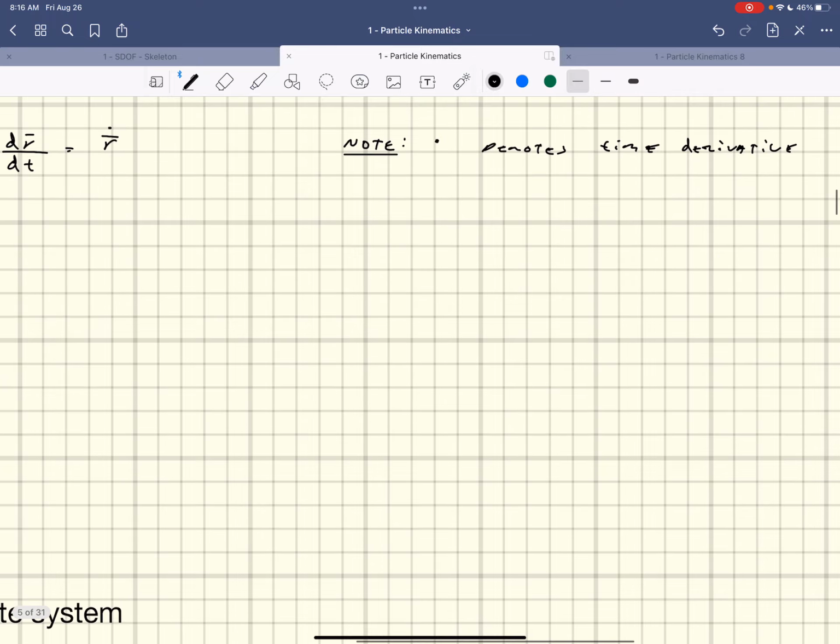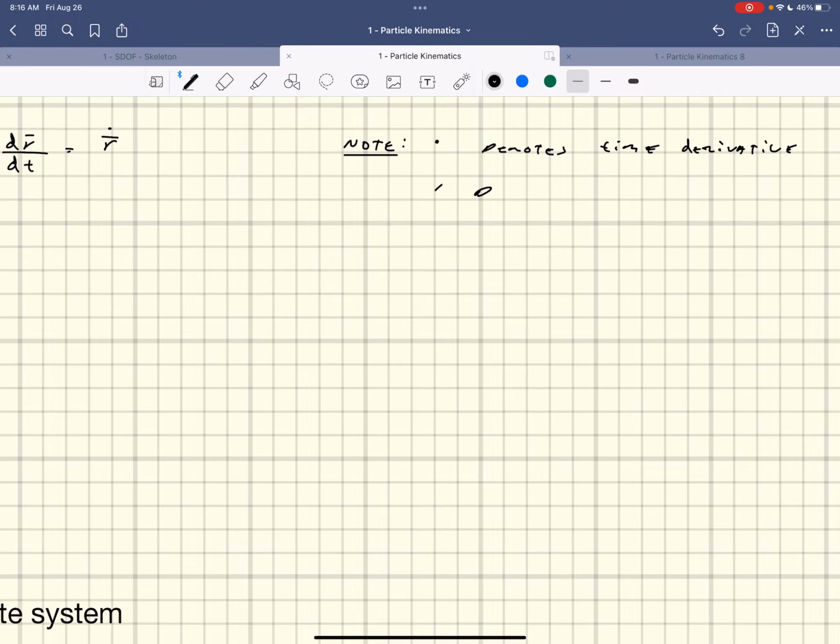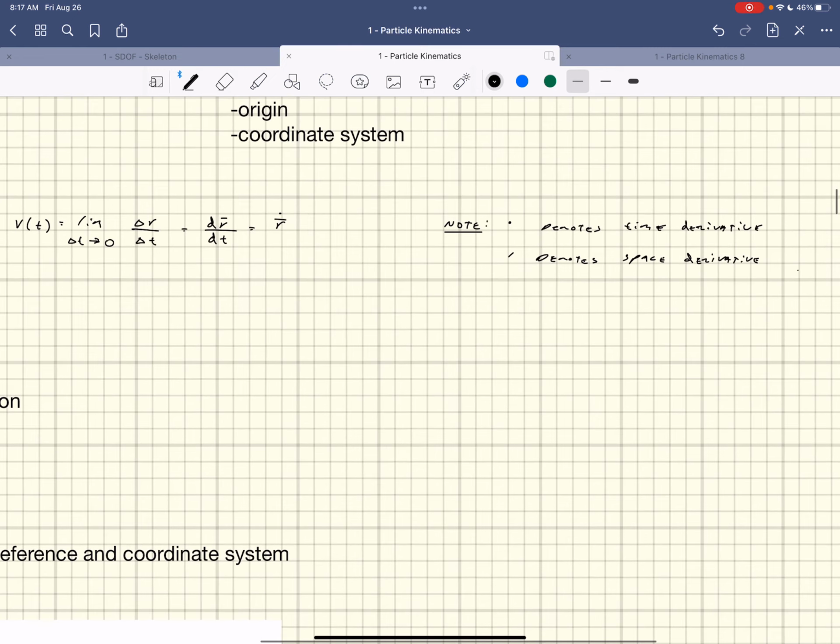And then a prime denotes a space derivative. You'll see that in mechanics materials. Maybe you've run into that in your career so far. If you see a dot on top of something, it means you're taking the derivative with respect to time. If you see a prime, it means you're taking a derivative with respect to space, and by space I mean x, y, or z.